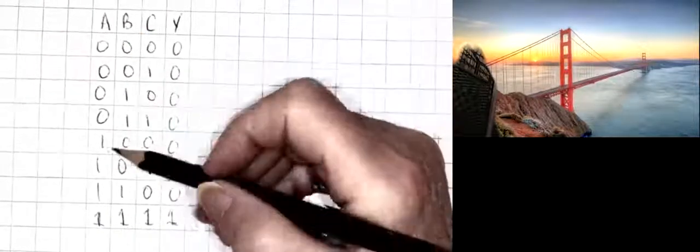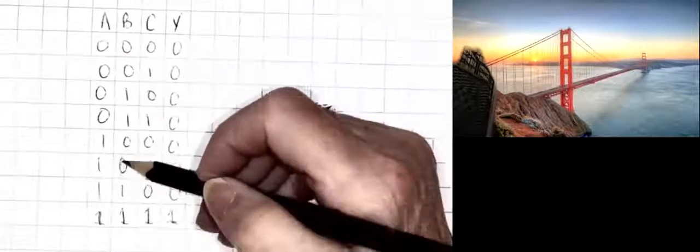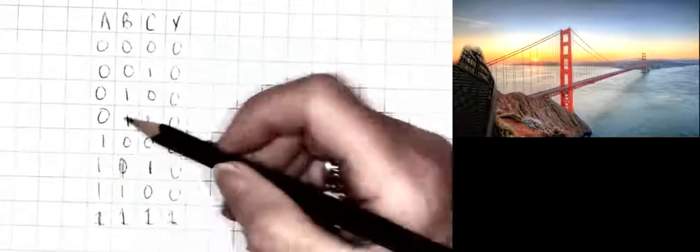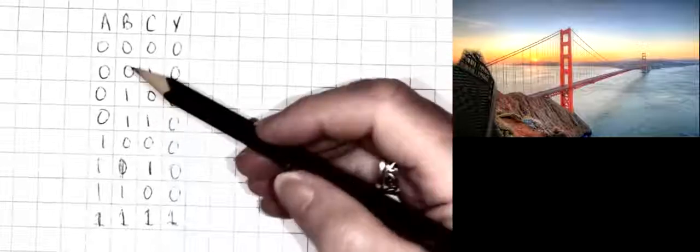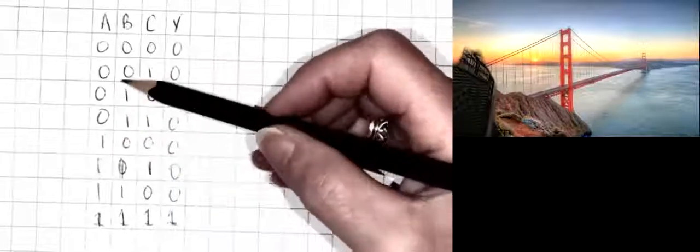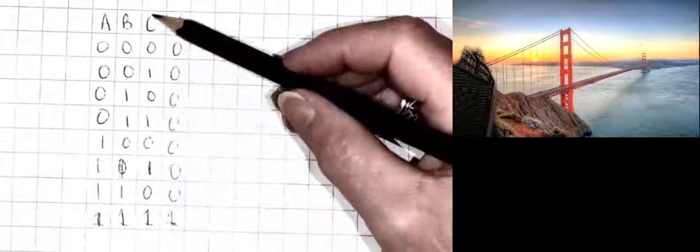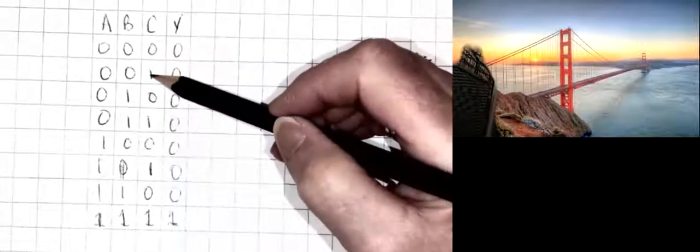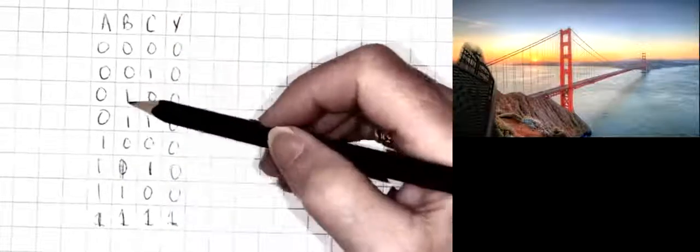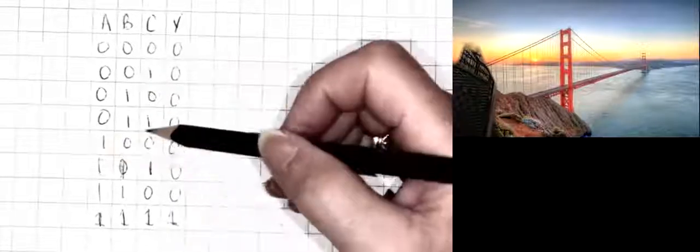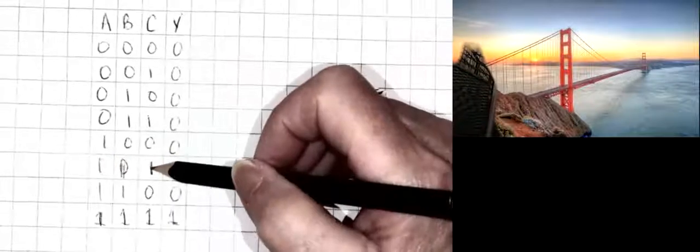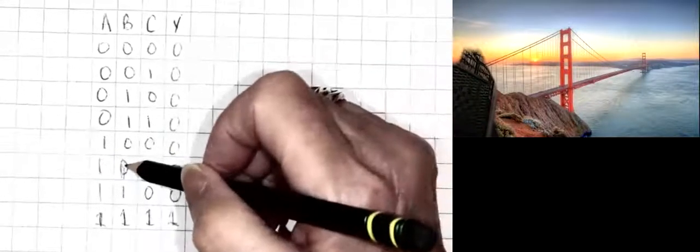Oopsie, I messed that up. We're going to go there with a 0. Did that wrong? No, I did that wrong. This was 1, 2, 3, and then this is 1, 2, 4. I had it right.